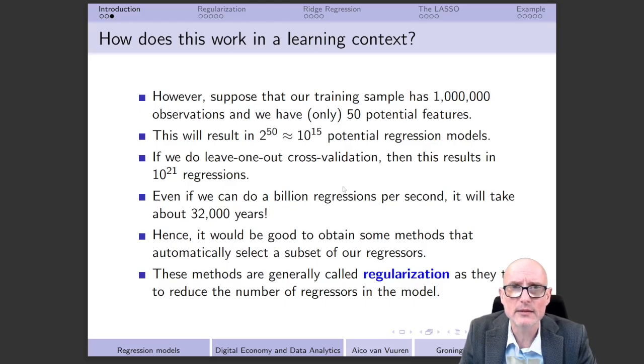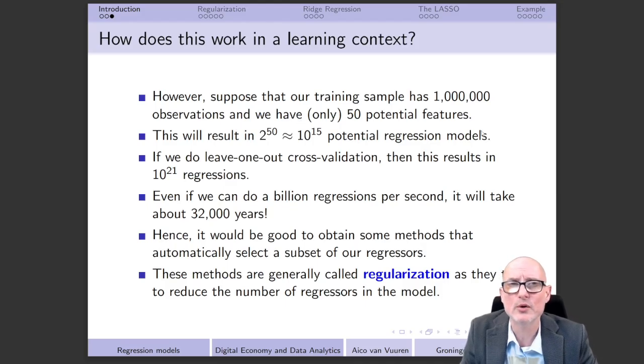In order to understand that, maybe the best thing to do is to look at a very simple example. Suppose that we have a training sample of, say, 1 million observations. You should realize that this million is not that important. Most of the problems we are going to have here also arise when we have many fewer observations, say only 100,000 or even only 10,000. The more important thing is that we assume we have only 50 potential features.